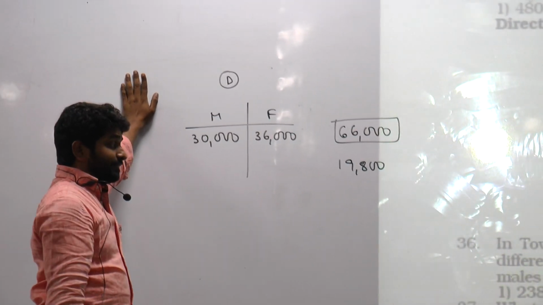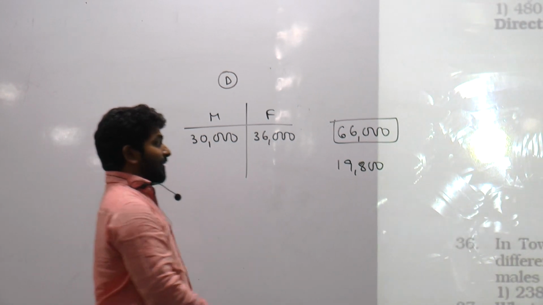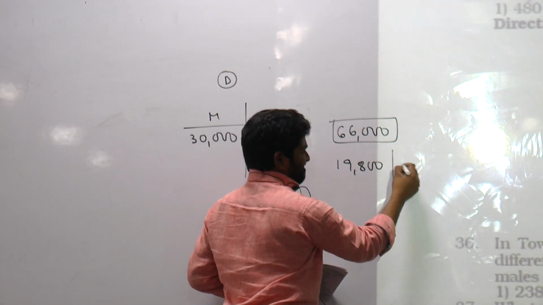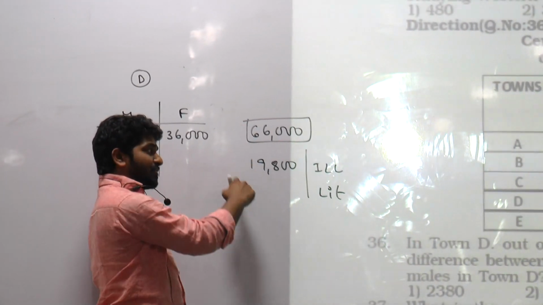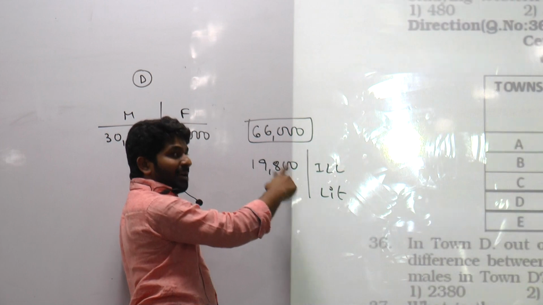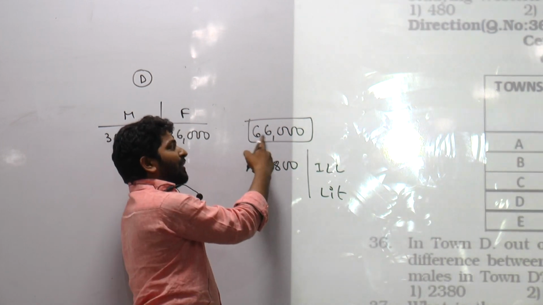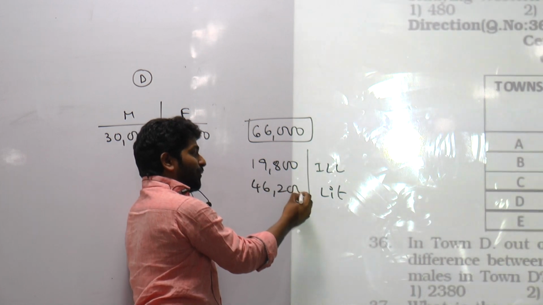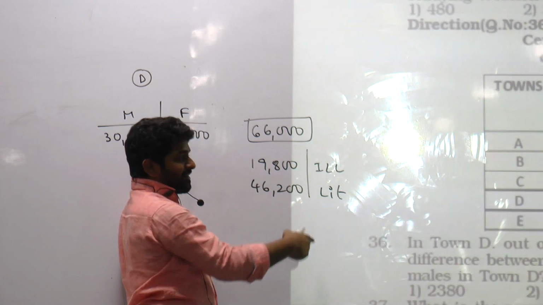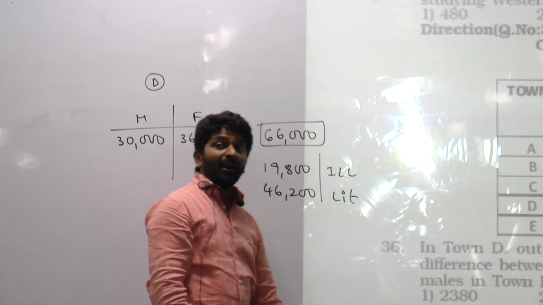You need that. These are illiterates. And illiterates are the difference of these two. We have to calculate. Subtract 20,000, add 200. Subtract 20,000, 46,000, add 200. 46,200. Out of total literates, 55% are female.